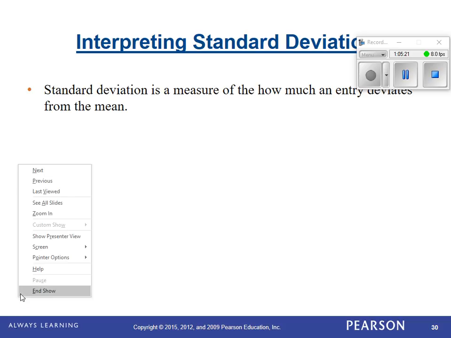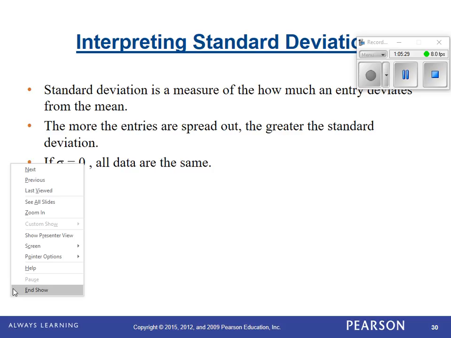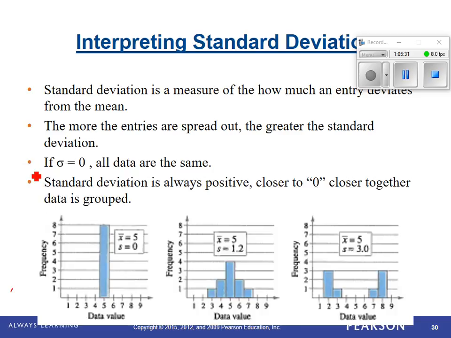Interpreting standard deviation: it measures how much the entries deviate. We just went over this. So here, what's your standard deviation going to be? 0, because it's all the same. Here, notice the standard deviation is 1.2. Here, the standard deviation is higher because things are more spread out.